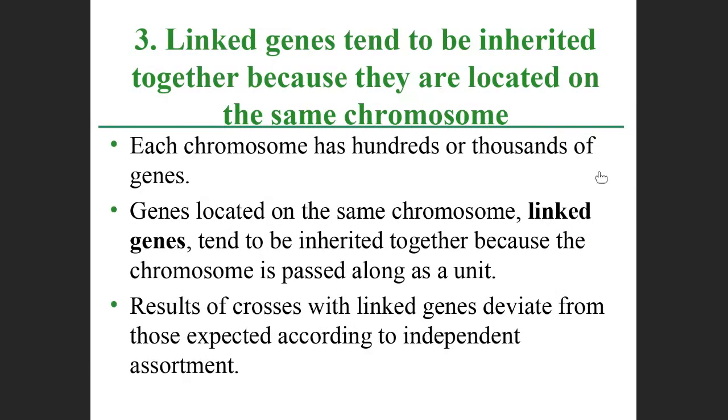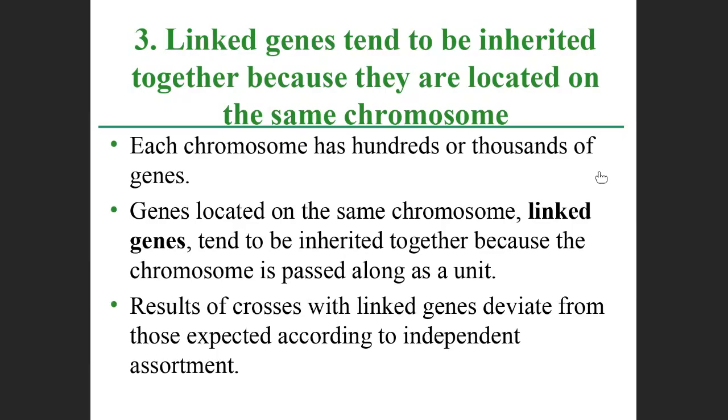So Morgan was just the first one to associate a specific trait with a specific chromosome. And that was an X-linked trait for eye color. Each chromosome, though, has hundreds or thousands of genes. And the genes are located on the same chromosomes. If they are close together, they are linked, which means they tend to be inherited together, because a crossover event is unlikely to occur in between genes that are very, very close together on a chromosome.